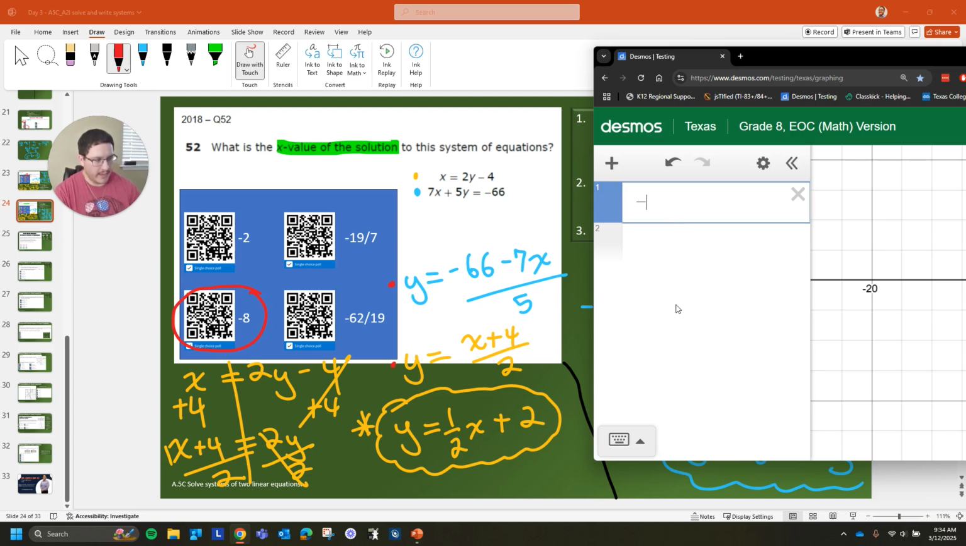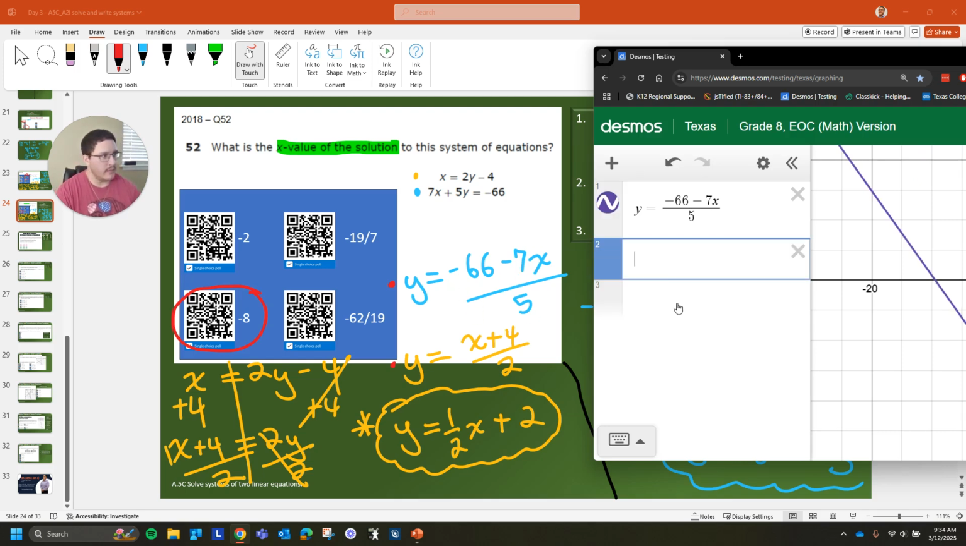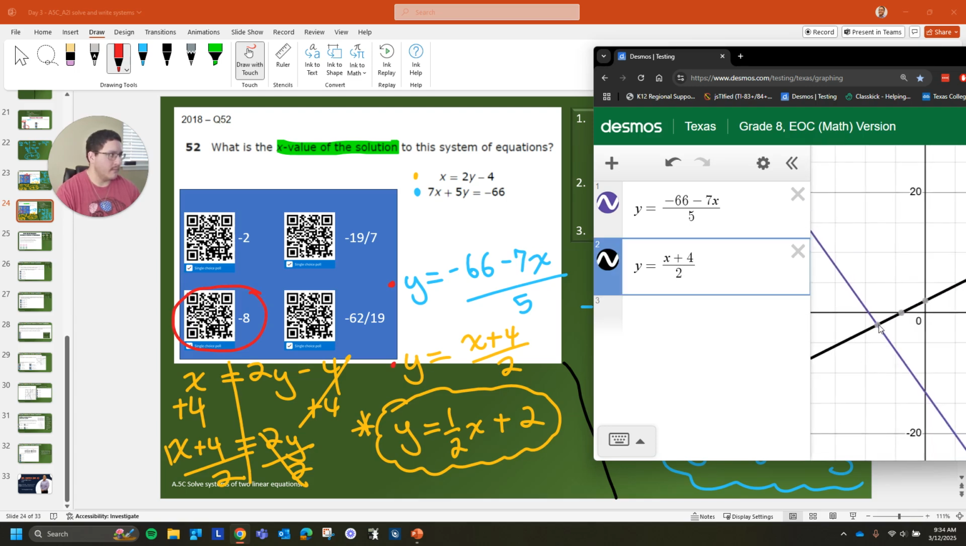Okay. So for example, negative 66 minus 7x with the y equals at the front. I'm going to highlight it, then divide by 5. That's the first equation, or second, doesn't matter. And then I'm going to type in y equals x plus 4. Again, highlight it, and then hit the division symbol, divide by 2. Now I'm going to look for that point again. And again, it's negative 8 comma negative 2. Negative 8 is the answer for this problem.